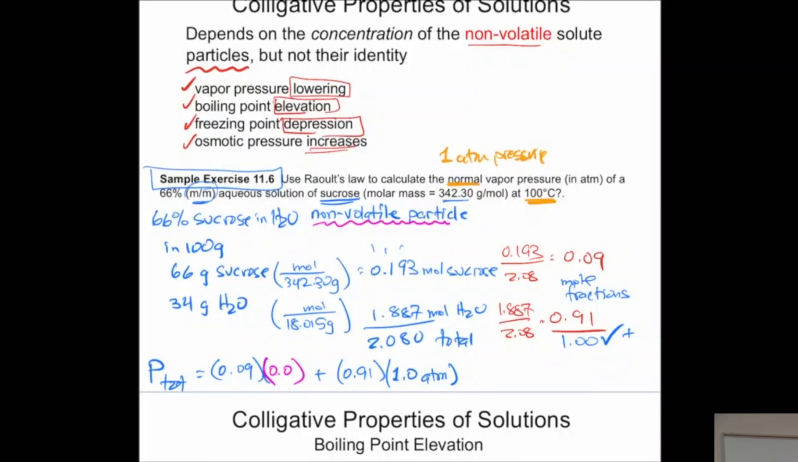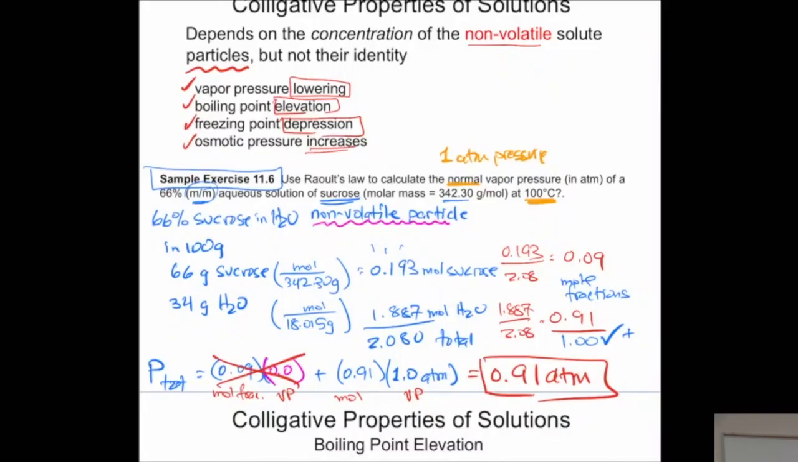Let's just remind ourselves what this is. This is the mole fraction, and this is the vapor pressure. This is the mole fraction, this is the vapor pressure. So what do we got? What's the total pressure going to be? 0.91 atmospheres. Because this term goes to 0.